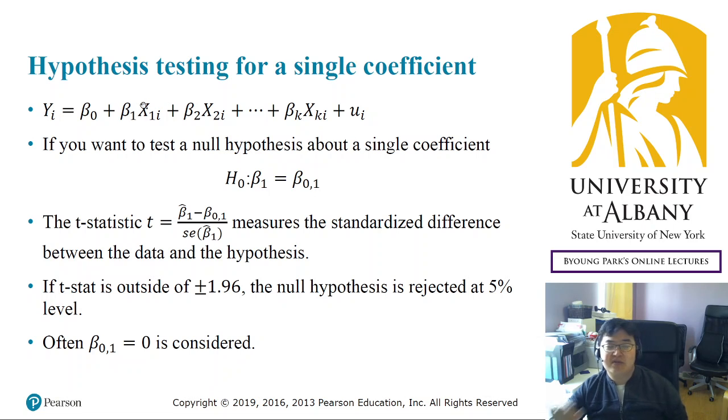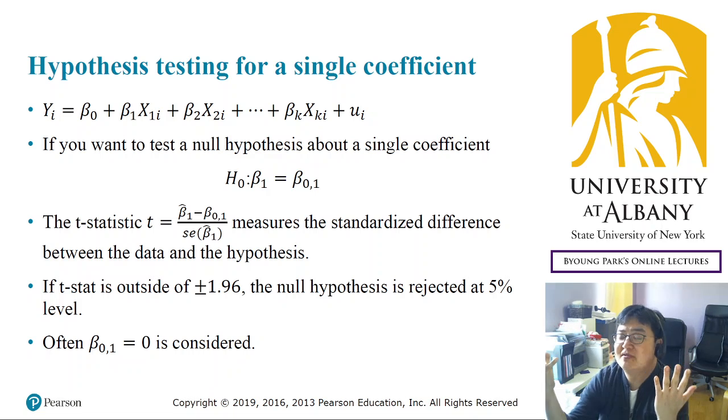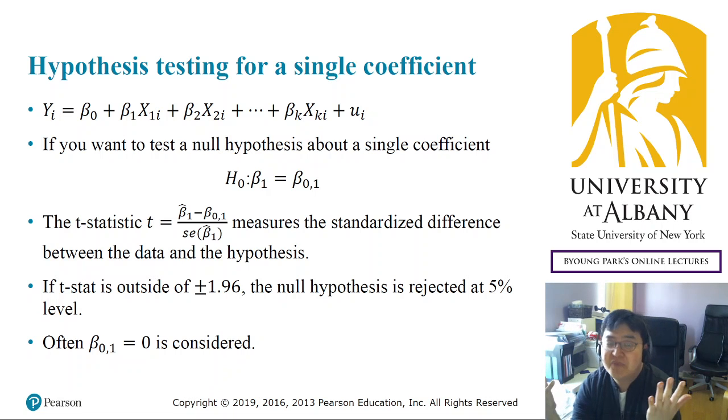Suppose that in the hypothesis testing framework, you'd like to test a null hypothesis about a single coefficient. For example, the null hypothesis is that the coefficient beta 1 equals beta 1,0, where beta 1,0 is a specific value for beta 1. How can we test it? You believe that beta 1 equals beta 1,0, but from the data you have a different estimate. So you are comparing what the data tell you and what your belief tells you.